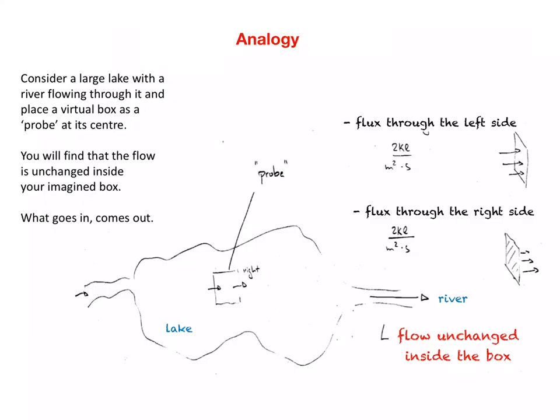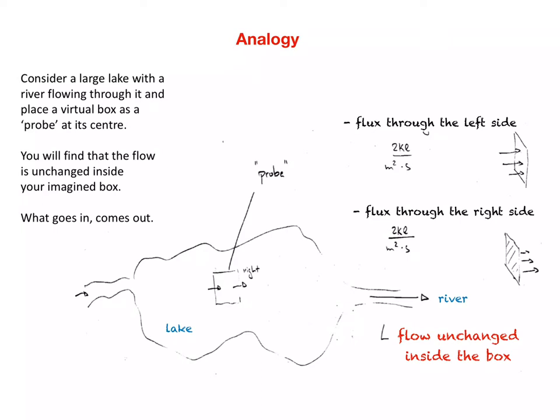Historically, the concepts of divergence and curl have their origin in studies of fluid dynamics. This provides for nice analogies to their use in electromagnetism. Again, sticking to 2 dimensions for simplicity, consider a large lake with a river flowing through it, and place a virtual box, a rectangle, as a probe at its center. You will find that the flow is unchanged inside your imagined box. What goes into this probing box will also come out.